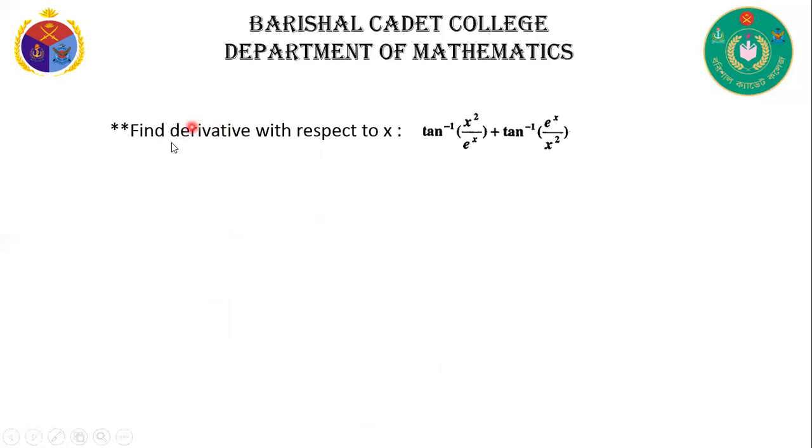Now another question. Find the derivative with respect to x of tan inverse (x square by e to the power x) plus tan inverse (e to the power x by x square). Here we apply a new formula. We know tan inverse x plus tan inverse y is equal to tan inverse of (x plus y) divided by (1 minus xy). Now solution. Here given that tan inverse (x square by e to the power x) plus tan inverse (e to the power x by x square).